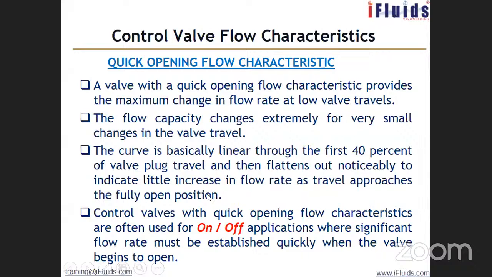Quick opening, the name itself says, when you start opening, it should allow maximum flow. So within 40-50% of opening, in a linear fashion, the flow increases. After that, you almost reach maximum flow. After 40% travel of the member, the flow rate does not vary significantly. So this characteristic is often used in on-off applications. They are not control applications, they are only on-off, either open or close.